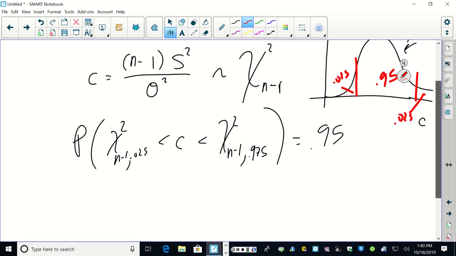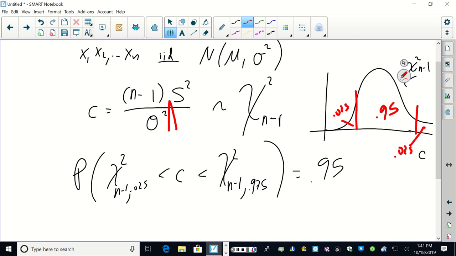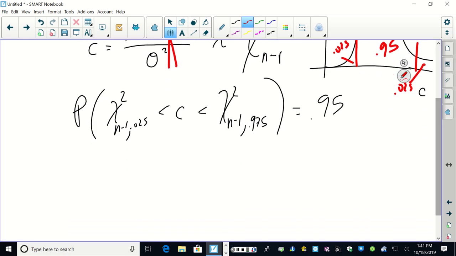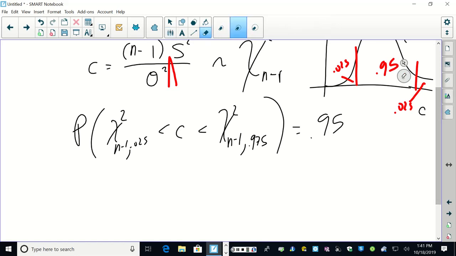So what would be the next step in finding a confidence interval? You need to solve in terms of your parameter. Right. So this sigma squared can be put right in there, and that's a true probability statement. Then if I solve to isolate sigma squared, I'll get an interval: something on the lower side, something on the upper side, sigma squared in the middle. That's inverting the pivot like we did before.